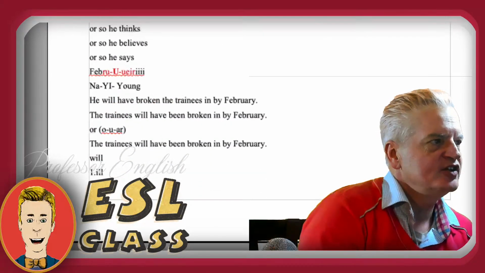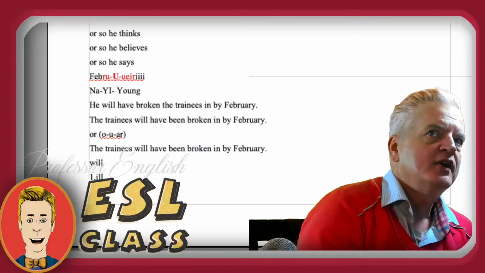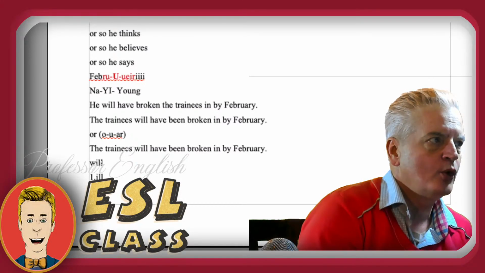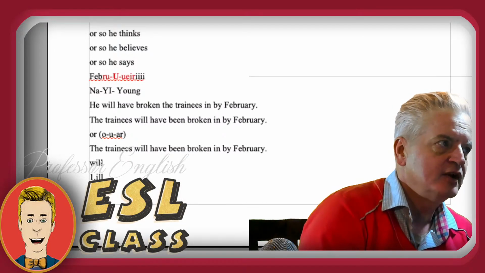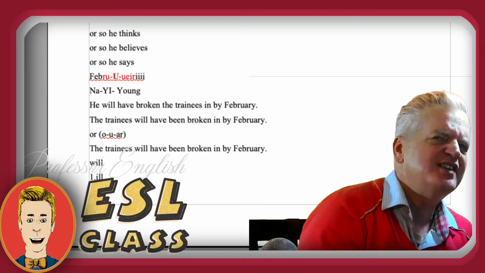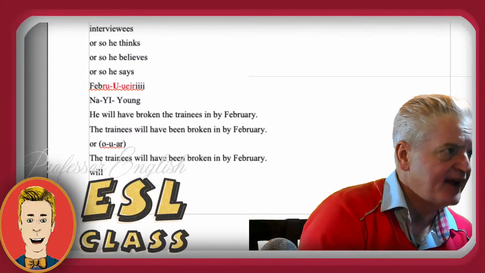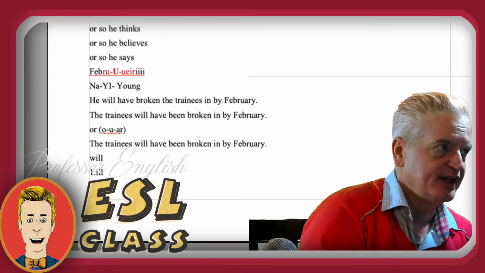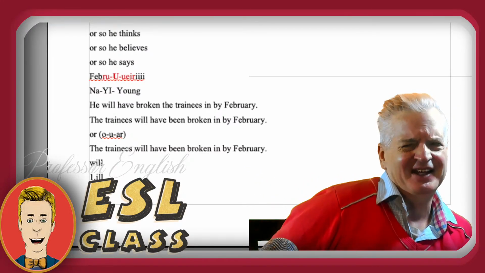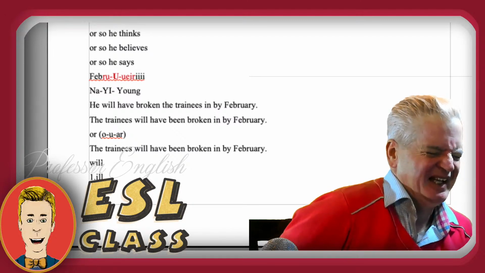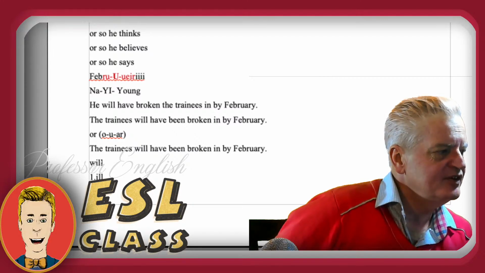Okay, and in this exercise, we were also practicing these phrases that add doubt. So if I say this phrase, or so he thinks, or so he believes, or so he says, that means he says it, but I don't believe him. I don't think it's possible. So this is a way that you can add doubt to something that's happening. So John will have broken in the trainees by February. Or so he thinks. That means, well, he thinks that, but I don't know. I don't think that it's possible. Or you can say, or so he believes.